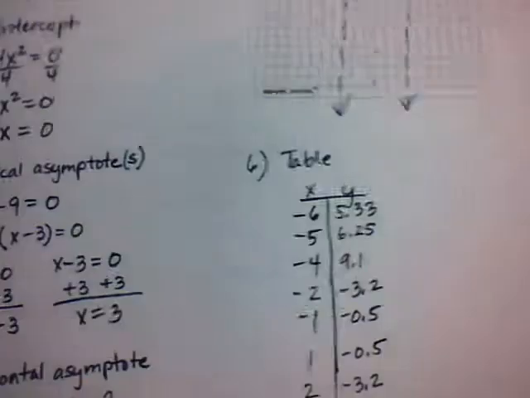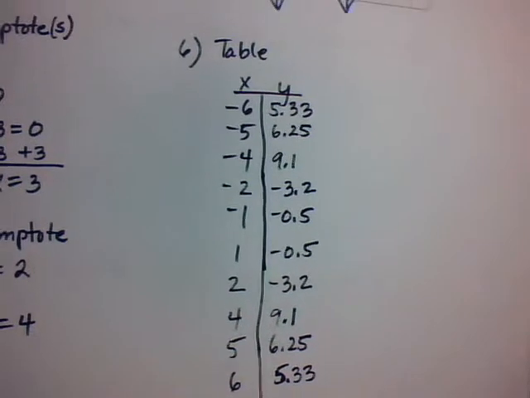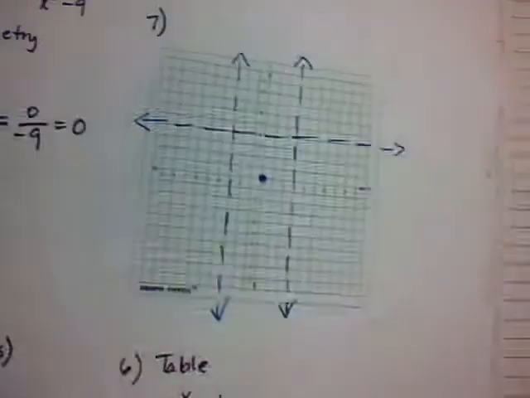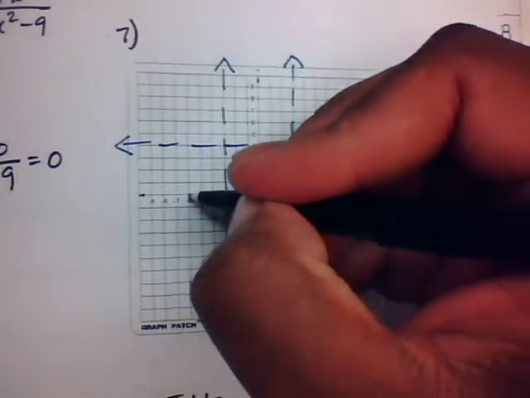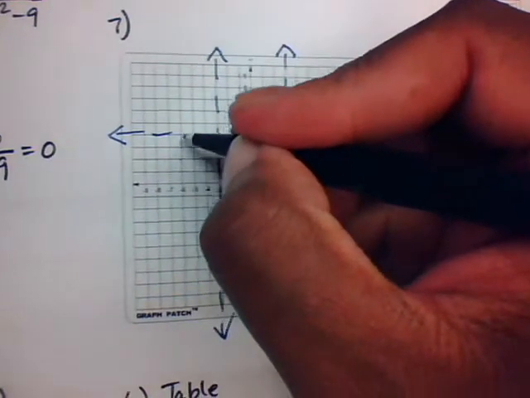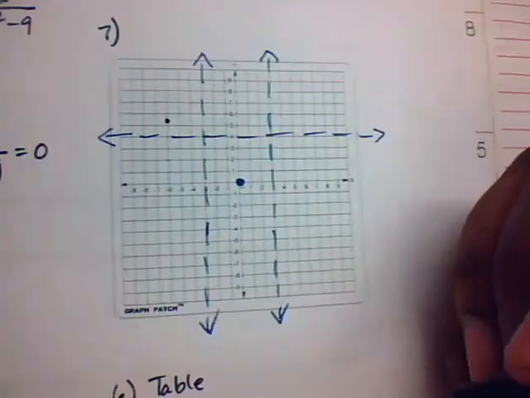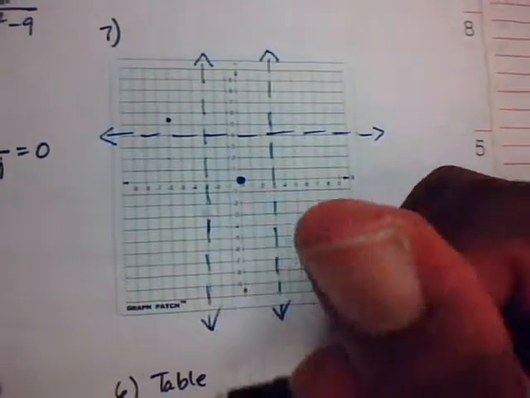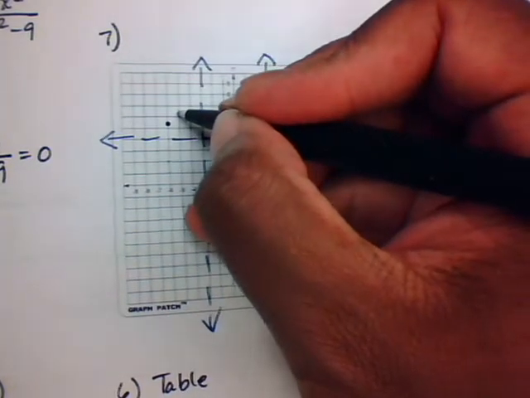Okay, now let's use these points right here that I've written down in this table off the calculator and put those on the graph. Let's see, -6 and 5 1/3. Go to left 6 and then up 1, 2, 3, 4, 5, and about a third of the way. And then -5 and 6 1/4 will be about here.